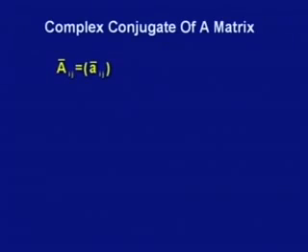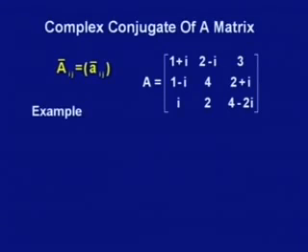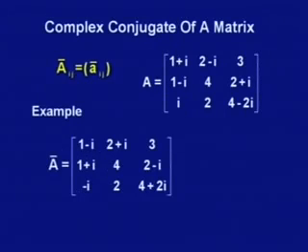So, if you have a matrix Aij, then the complex conjugate of the matrix is denoted by A bar, and its element is Aij bar. That means the element is the complex conjugate of the element Aij. So, the elements of the complex conjugate are the conjugates of the corresponding elements of the matrix. Like, if I have a matrix A consisting of complex numbers, then its conjugate A bar will be given by this matrix.